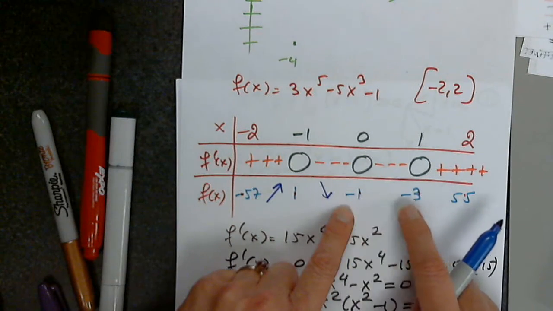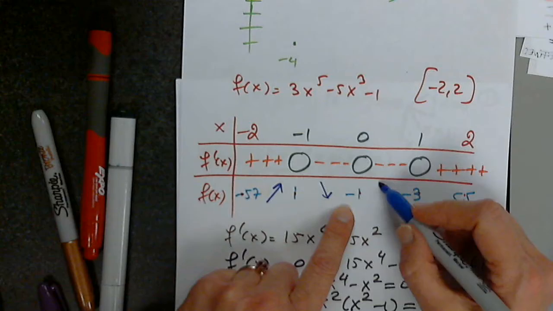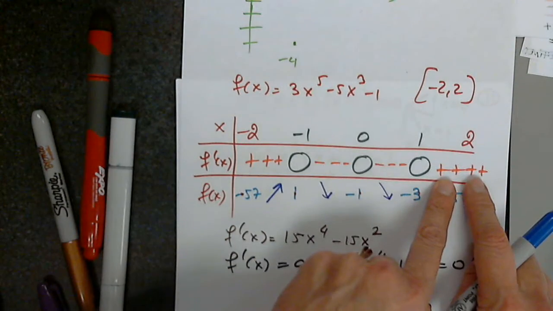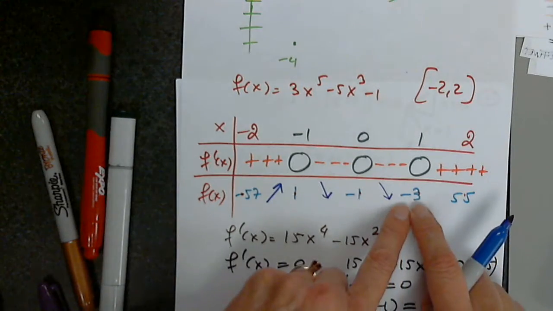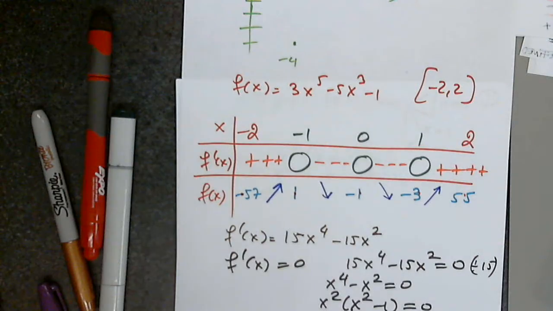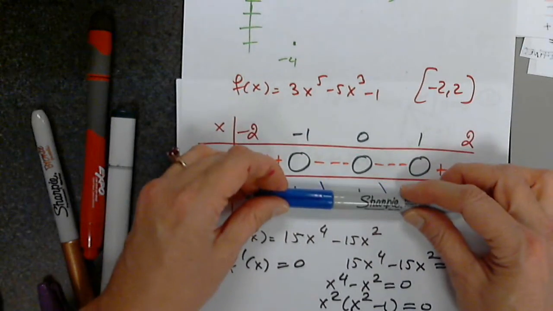Is it decreasing between -1 and -3? Perfect. Finally, what should the function do when the first derivative is positive? Is it increasing from -3 to 55? So then I know now that this row works perfectly with this row.